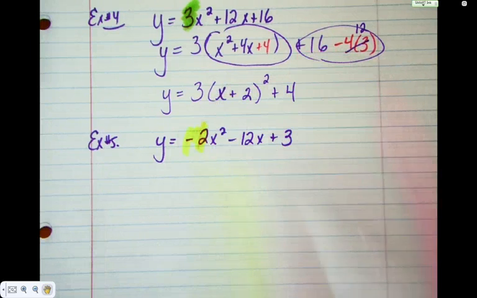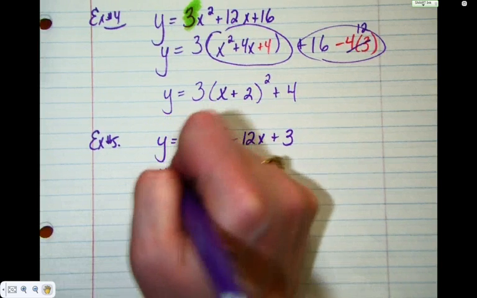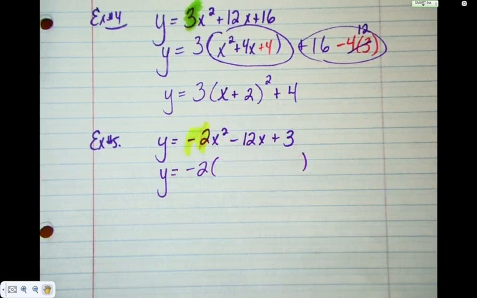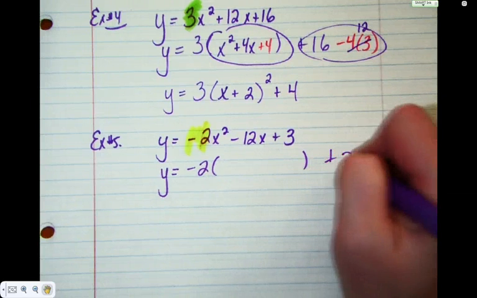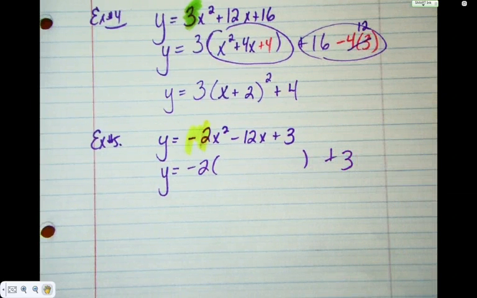The minute we see a number in front of the x squared, that tells us we have to factor, because that's our width value and it's got to be out front in front of the brackets. So step 1, I'm going to take it out of the first 2 terms. I'm just pushing that 3 along off to the side. I'll worry about him later.